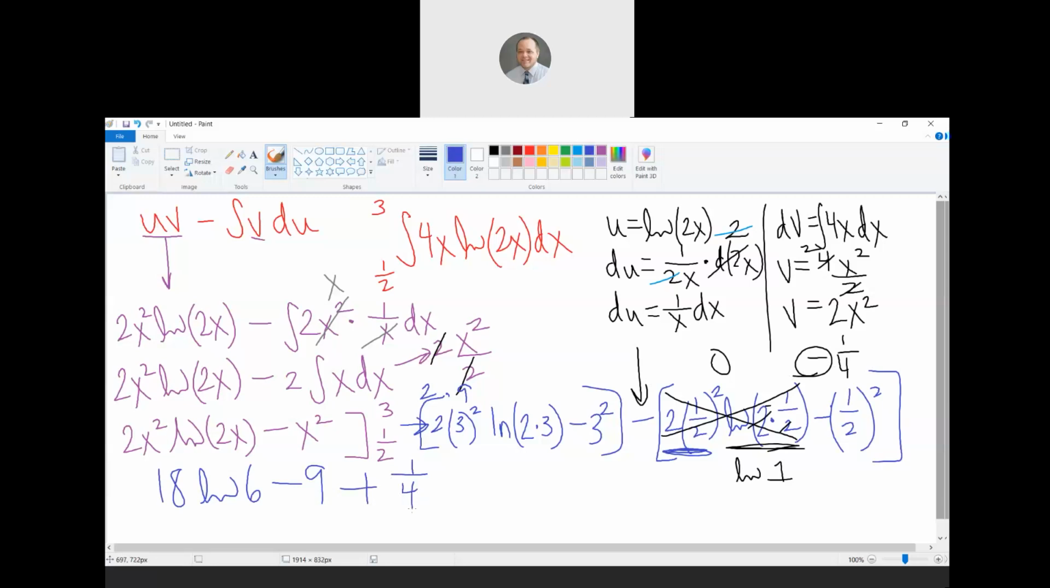Now, if for some reason my math lab left the natural log part alone, but combined the -9 and 1/4, an easy way to combine those parts together is rewrite -9 as -36/4. That way you can easily combine the numerators and keep the common denominator. Final answer, 18 natural log of 6 minus 35/4.